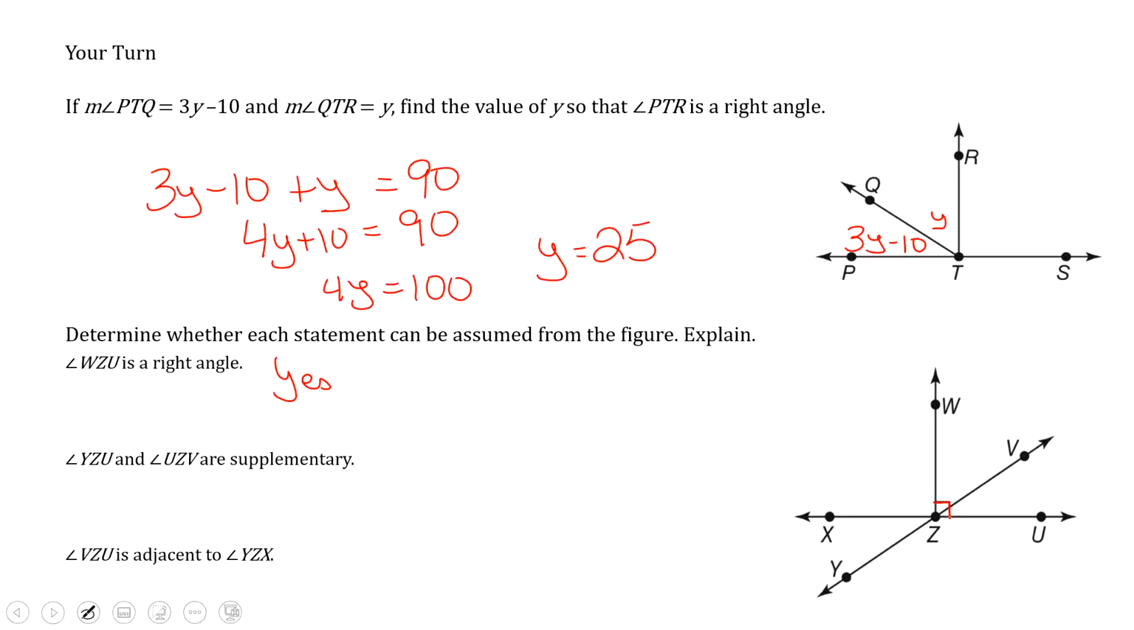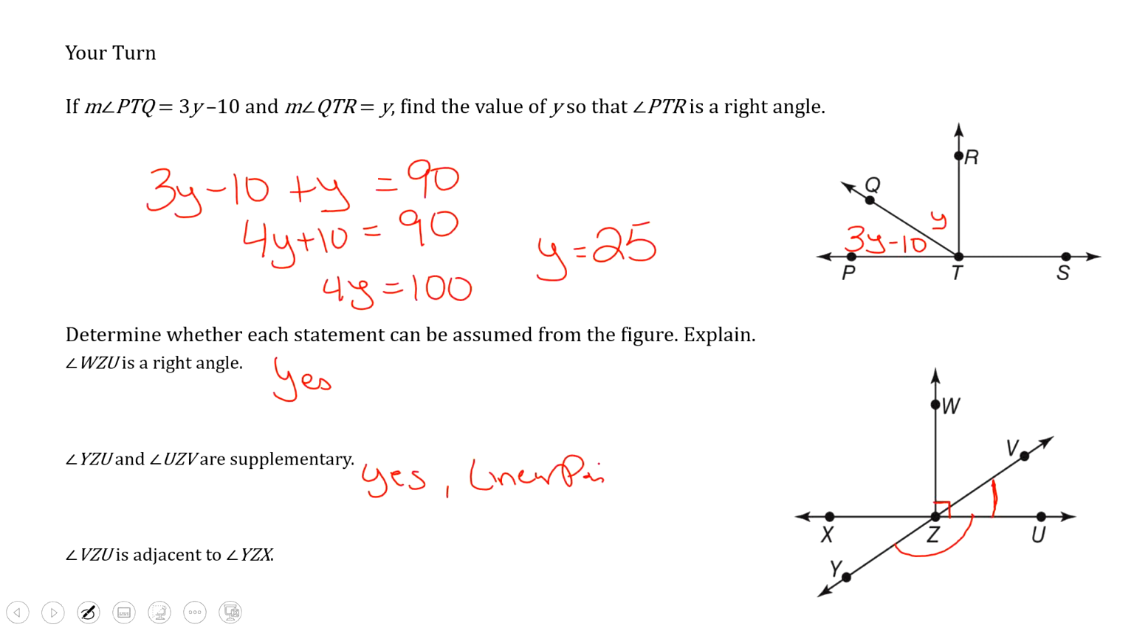Can we decide if YZU and UZV are supplementary? So we're looking for YZU, this angle here, and this angle here. I'm just highlighting the angles, they're not congruent. Are they supplementary? We're going to say yes here. I'm going to call them supplementary because that definitely is a straight line. So yes, and that's because they're a linear pair.